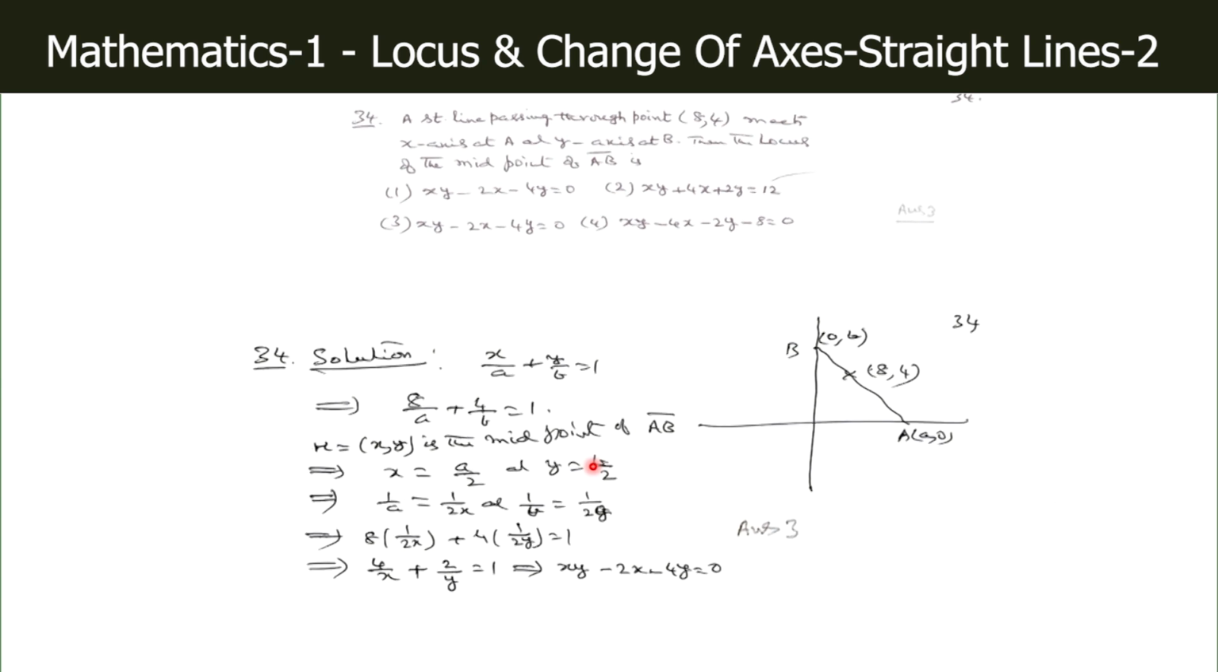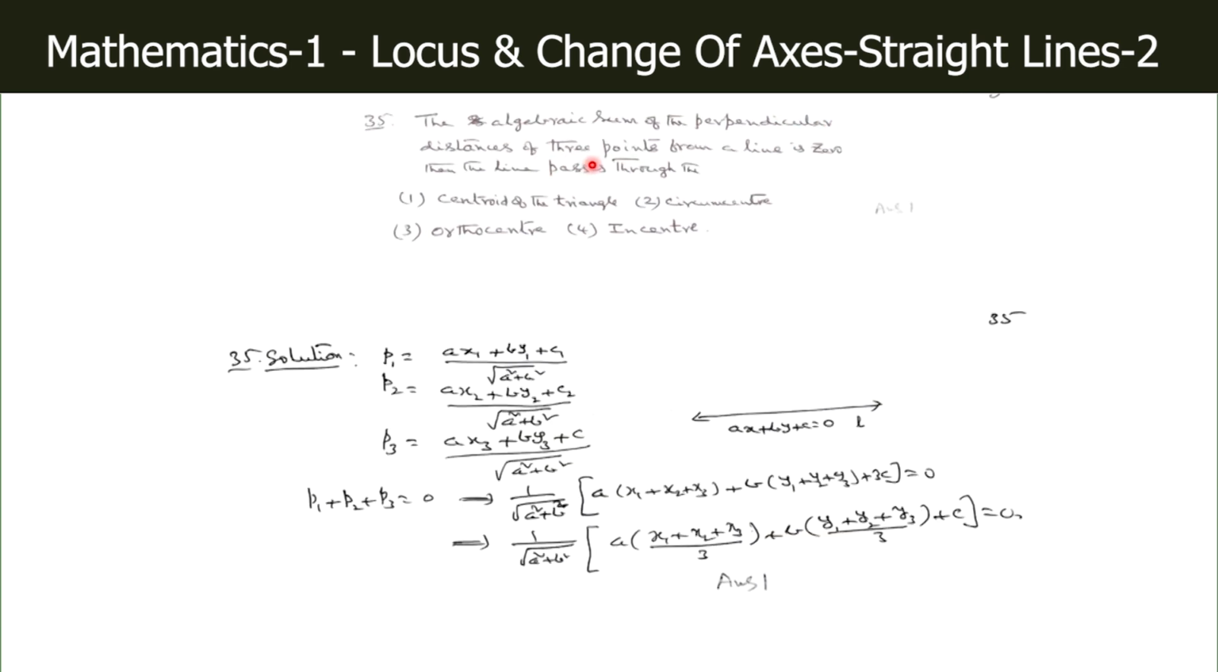So, therefore, substituting these values in 8 by a plus 4 by b is equal to 1, we have 8 into 1 by 2x plus 4 into 1 by 2y is equal to 1, or 4x by x plus 2 by y is equal to 1, or xy minus 2x minus 4y is equal to 0. So, the correct option is option number 3.